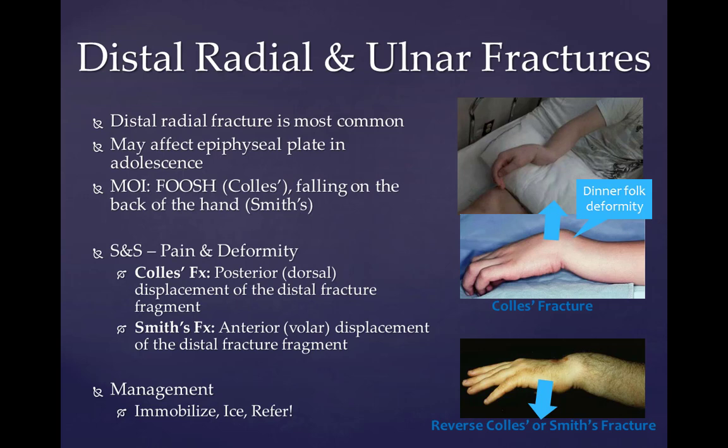Specific fracture types of the radius include a Colles fracture, which is a distal fracture of the radius with dorsal or posterior displacement of the wrist and hand. A dinner fork deformity is commonly seen. A Smith fracture is a distal fracture of the radius with a volar or anterior displacement of the wrist and hand.